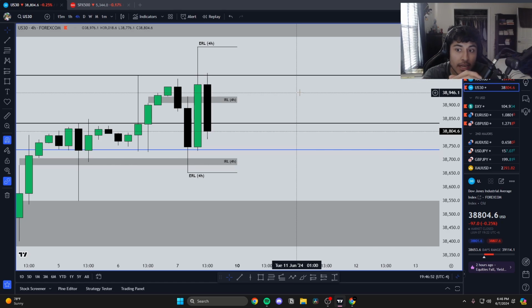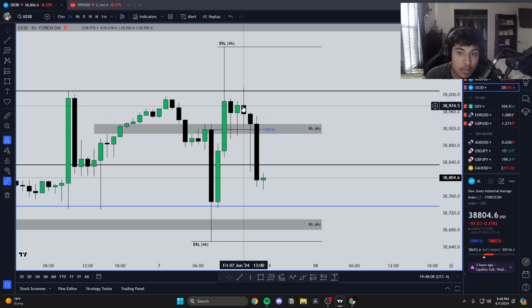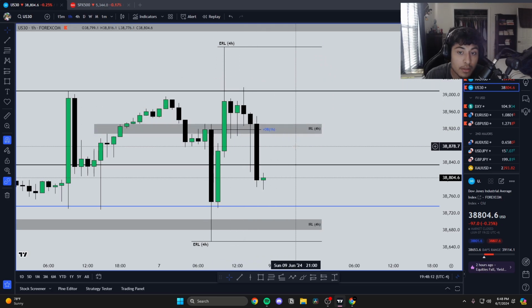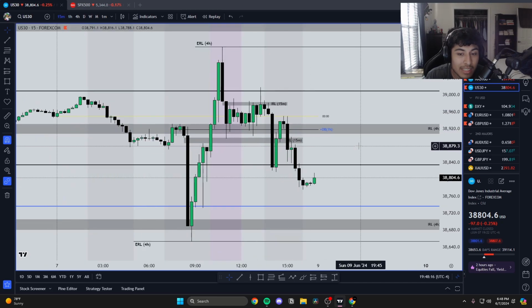And then eventually I already have my entry models. 13 o'clock opened up right here, we're above it. I wanted us to retrace and then go higher and reach the buy side liquidity, and that's kind of why I took those longs earlier. It just never worked out in my opinion.